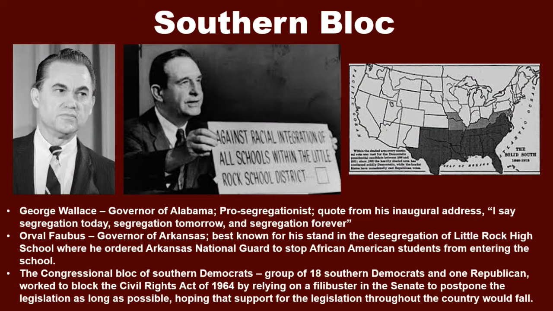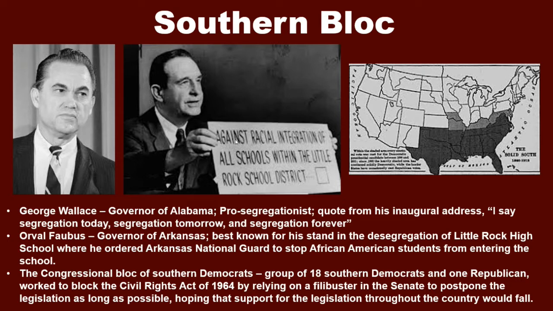All right, and this is a problem to people in the South. They are not fans of this. And so we have a group called the Southern Bloc, and they're led by George Wallace and somewhat by Orville Faubus. George Wallace is the guy pictured on the left. He's the governor of Alabama. He's a pro-segregationist. He wants to keep races separate. And he said in his inaugural address as governor, I say segregation today, segregation tomorrow, and segregation forever. He wanted to ensure races were kept divided.